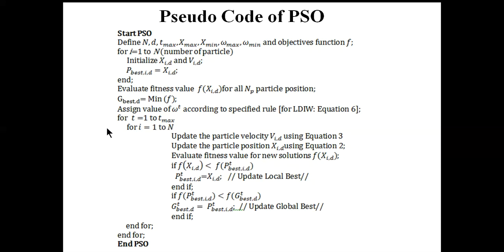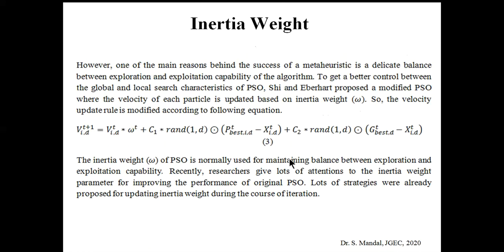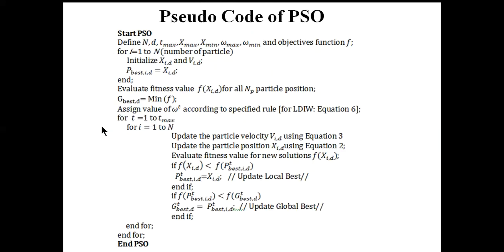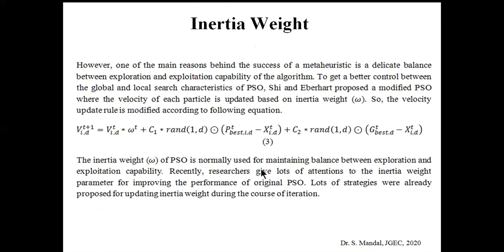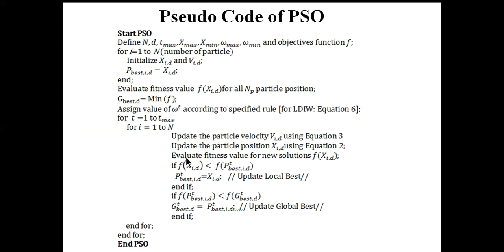Next, for i equal to 1 to n, that means for each individual particle position, or for each solution, update the particle velocity vid using equation 3. That means you use this equation to find vid t plus 1. Next, update the particle position xid using equation number 2, that means xid t plus 1 equals vid t plus 1 plus xi,d t. By using this equation, we update the corresponding position.